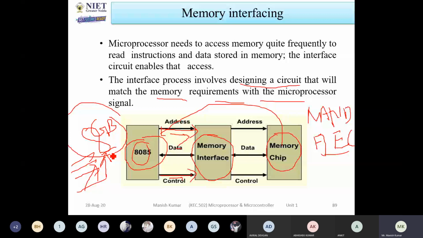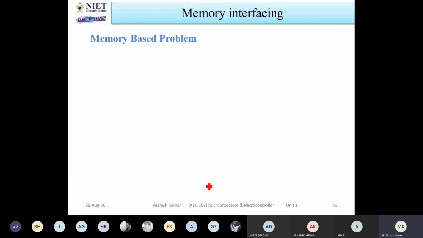So we are going to discuss some problems with the help of memory. How can you find out the locations? How can you find out the address lines? All these are the things. Okay. So keep paper and pen with you, and I will try to solve the problems.